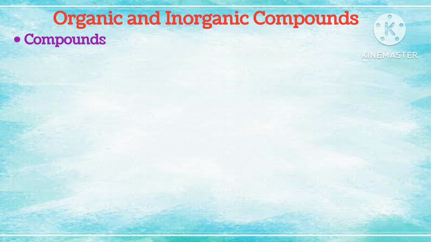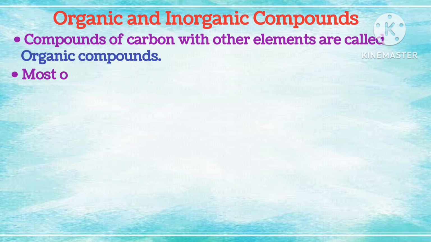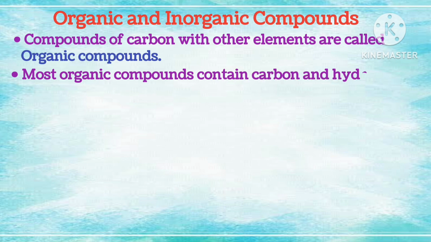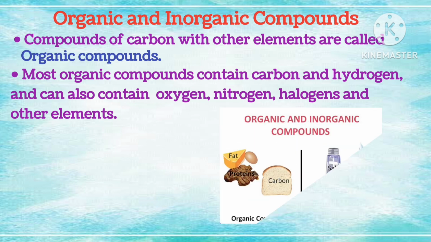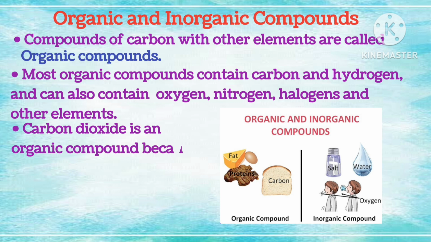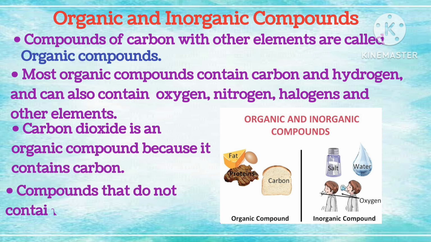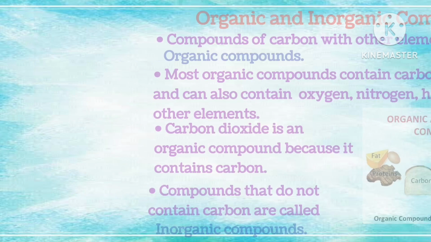Organic and inorganic compounds. Compounds of carbon with other elements are called organic compounds. Most organic compounds contain carbon and hydrogen and can also contain oxygen, nitrogen, halogens, etc. So as you can see in the picture, carbon dioxide is an organic compound because it contains carbon. Compounds that do not contain carbon are called inorganic compounds, like salt, water, oxygen.